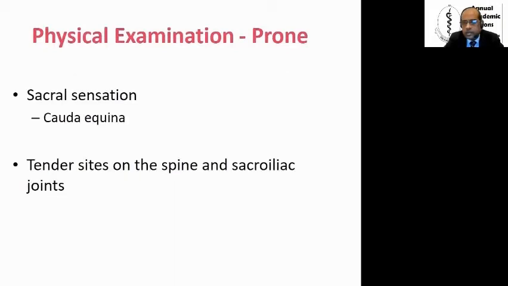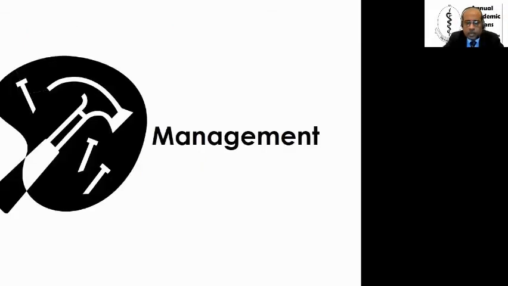Then check for sacral sensation, looking for cauda equina issues, and look for tender sites on the spine and also the sacroiliac joints. Of course, when you have back pain, there can be very diffuse tenderness, which does not indicate anything; you can't differentiate anything from that. So just see whether it's a diffuse tenderness or one localized position. Going through that, all these are important in your management.